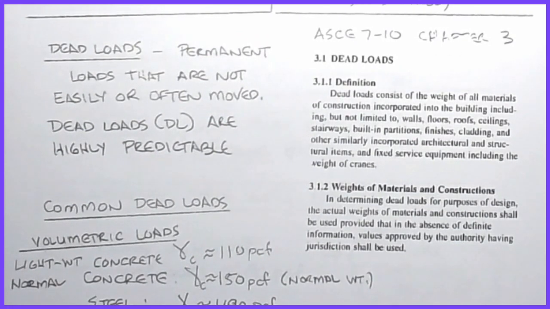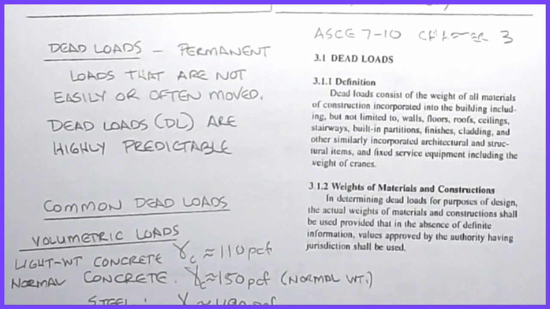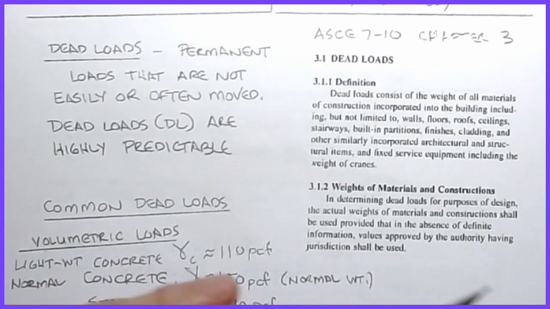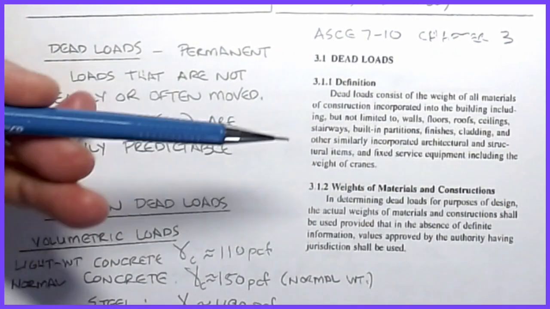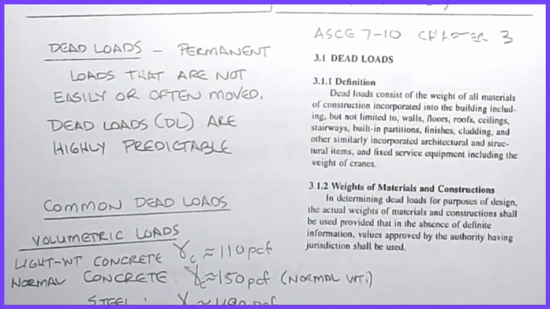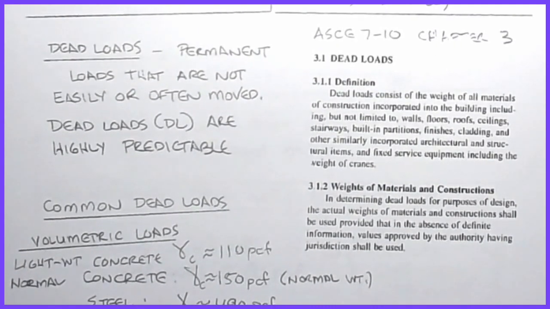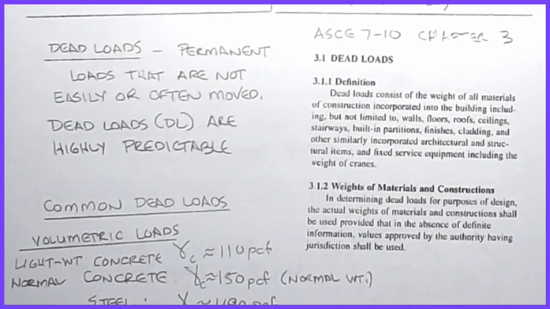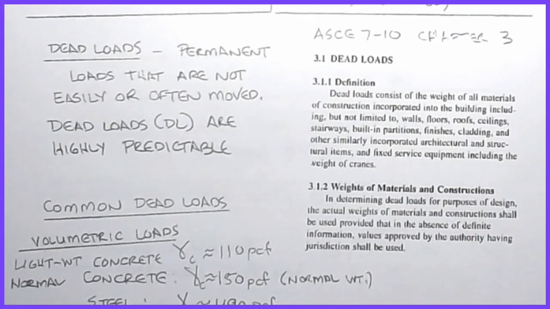Now, what I've copied here comes out of Section 3.1 of the ASCE 7-10 code, as I show right here. If you have access to this document, you can look this up and read the specific wording. It basically deals with any loads that are considered permanent, that are not easily or often moved. And dead loads are very highly predictable.